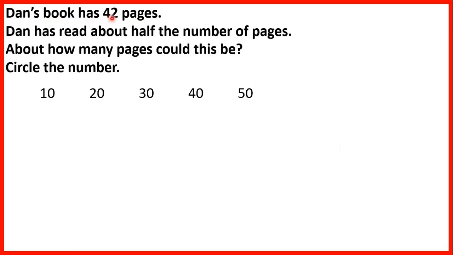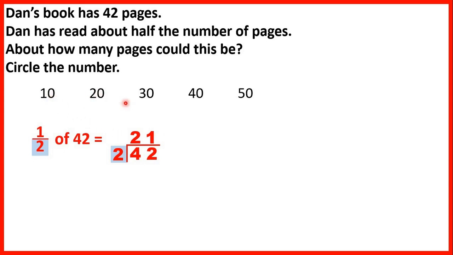Dan's book has 42 pages. Dan has read about half the number of pages. About how many pages could this be? Circle the number. So he's read half of a book with 42 pages. So to find the number of pages he's read, we can find half of 42. Remember, to find a fraction of a number, we divide by the denominator. And 42 divided by 2 is 21.